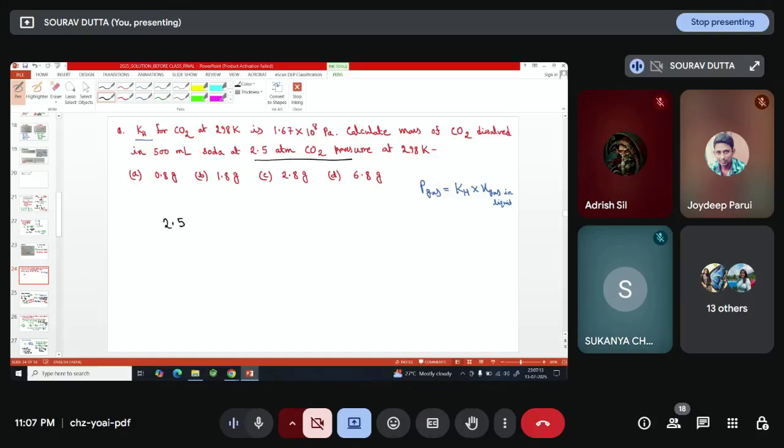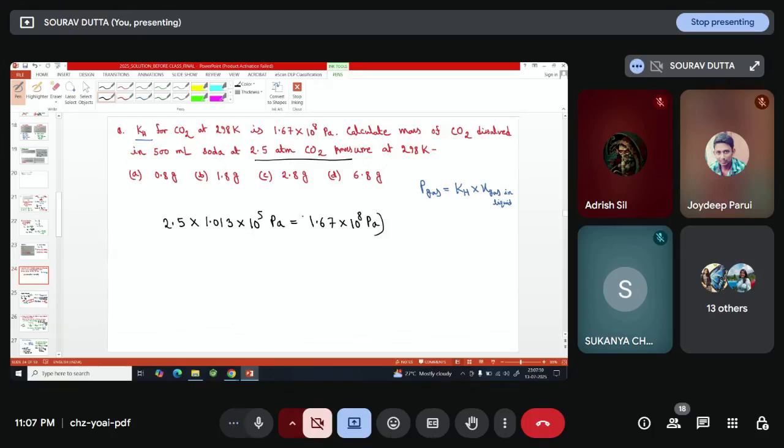আচ্ছা আরেকটা কথা বলে দিই, মোল ফ্র্যাকশন ইজ দ্য ইউনিটলেস কোয়ান্টিটি, সো kh is the unit of pressure, so the unit of pressure and kh is similar. Okay, here the kh unit is given in Pascal, but the pressure is given in atm, so at first you have to convert in Pascal. 1 atm means 1.013 into 10 to the power 5 Pascal. kh value equals 1.67 into 10 to the power 8 Pascal.